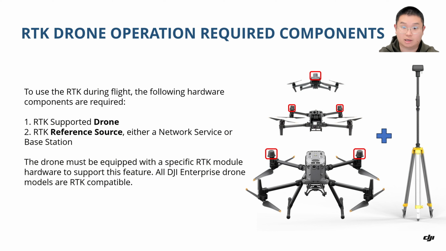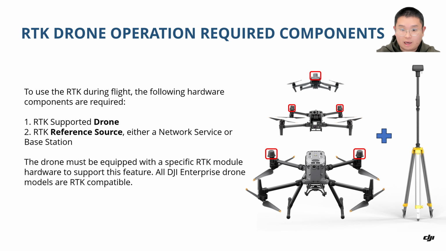Next, we will discuss the key components needed for RTK operation. Firstly, an RTK-compatible drone with an RTK antenna is required. Secondly, you need an RTK source which can be accessed through a network or a physical base station. Fortunately, all DJI Enterprise drones are RTK-ready systems.